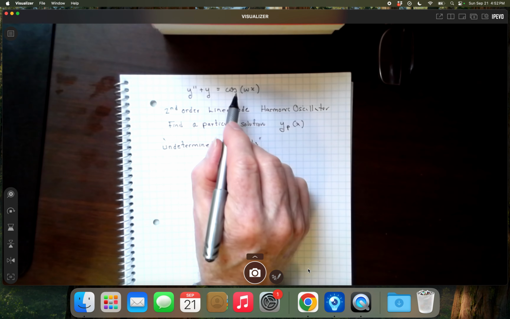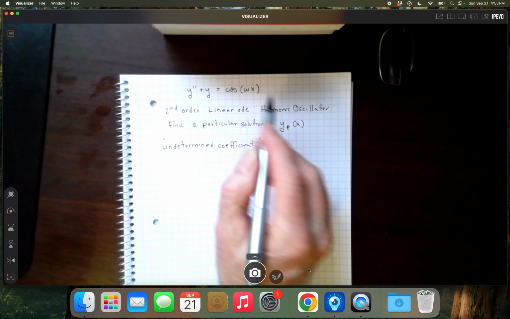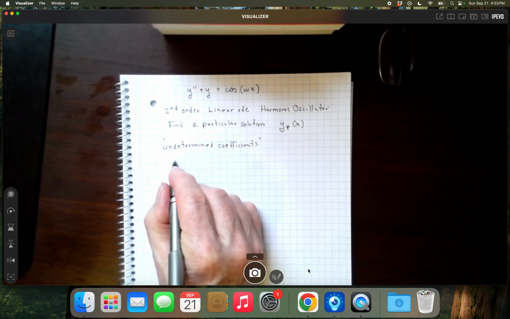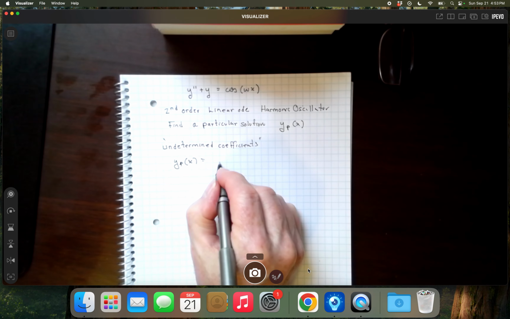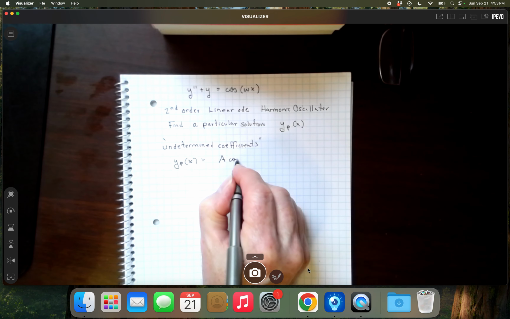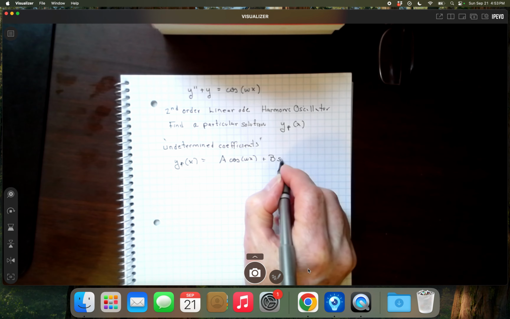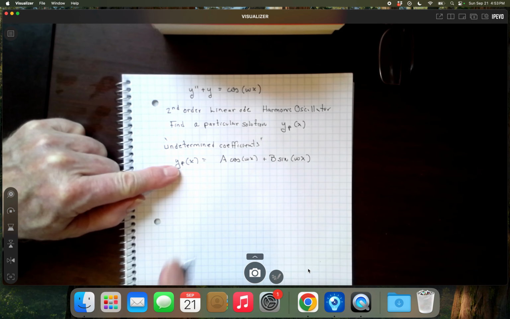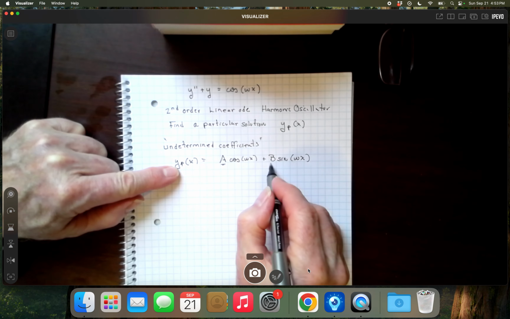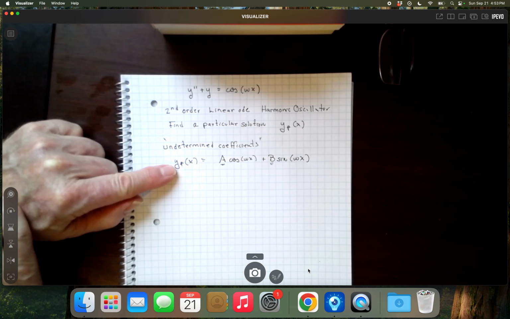And if our input looks like this, we argue that the particular solution is going to have this form. It's going to be some A cosine omega x plus B sine omega x. So a particular solution is going to be of this form, but these coefficients need to be determined to find our solution. So you take this, plug it back into the equation, and solve for A and B.